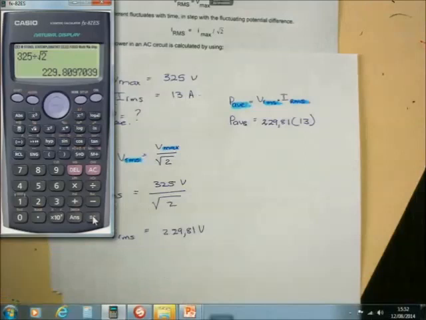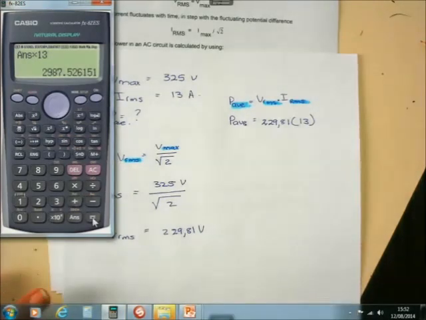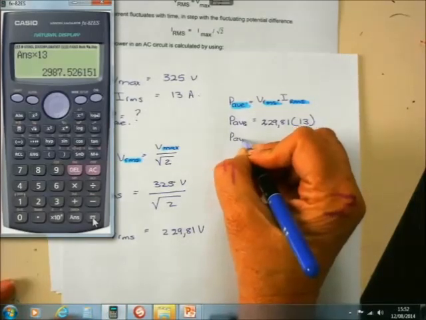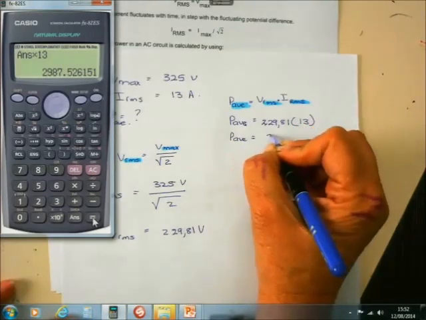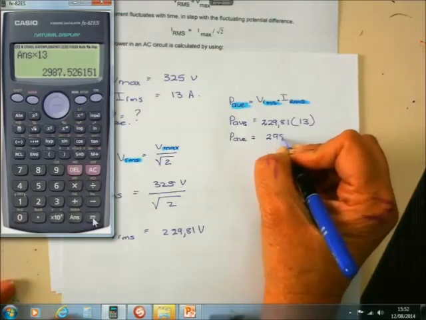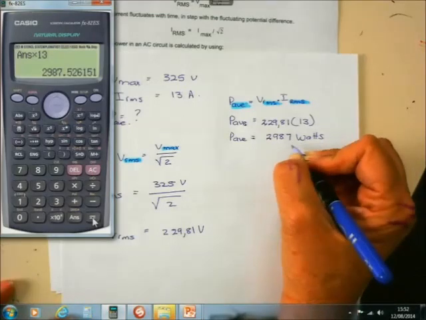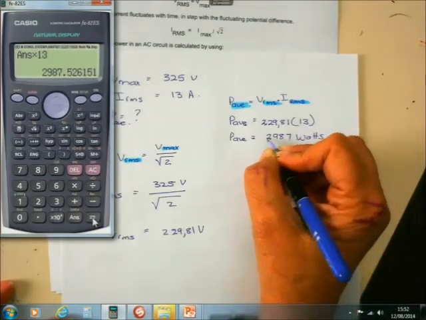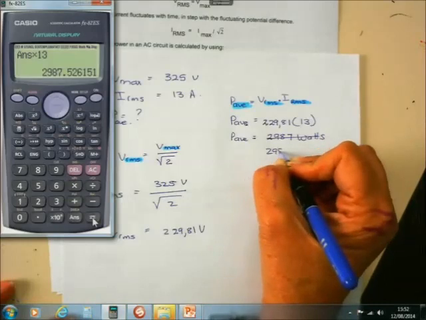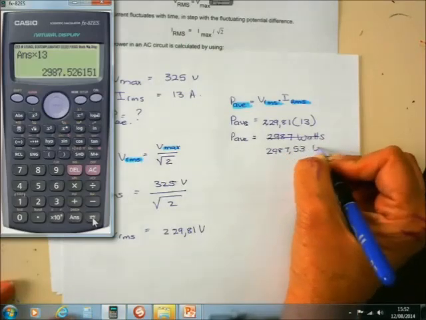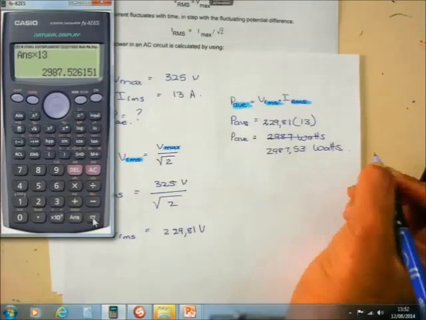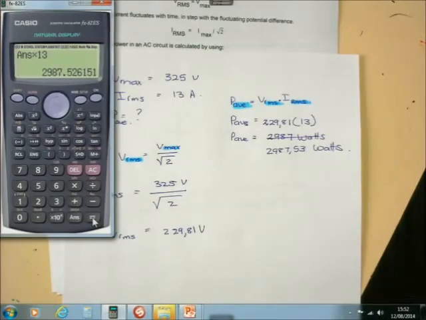Right, so let's see if we are correct. Times 13 equals. P average is equal to 2987.53 watts. And remember, power is in watts. Right, if you got that.